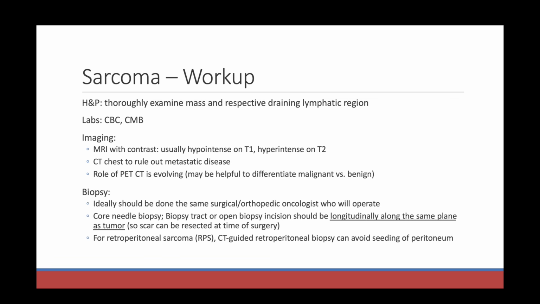And therefore, the biopsy is ideally done by the same surgical or orthopedic oncologist that will do the operation. For retroperitoneal sarcoma, you can actually get a CT-guided retroperitoneal biopsy to avoid seeding the peritoneum. But for extremity sarcoma, remember a longitudinal biopsy tract to get core needle biopsy along the same plane as the excision, ideally by the same surgeon that will operate.